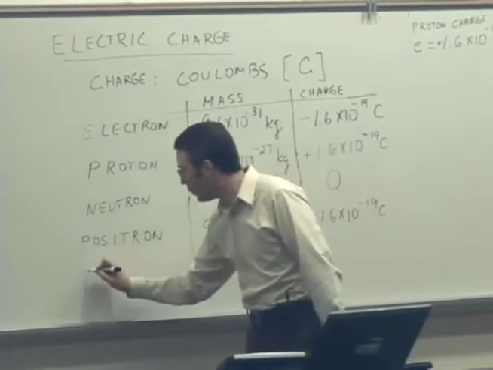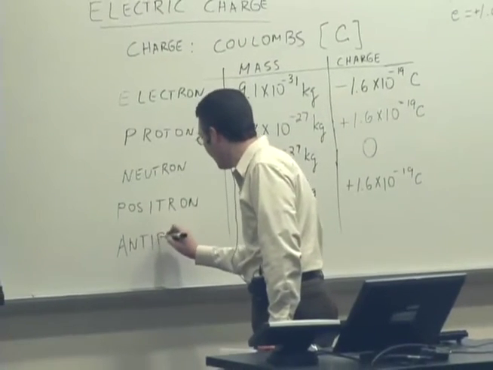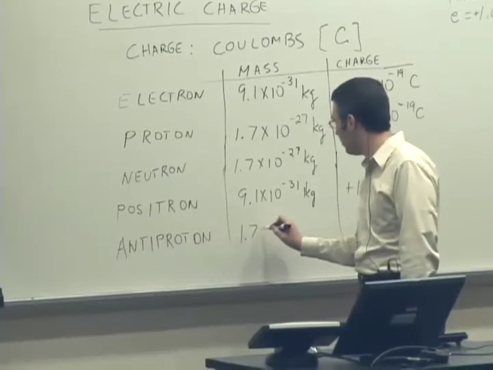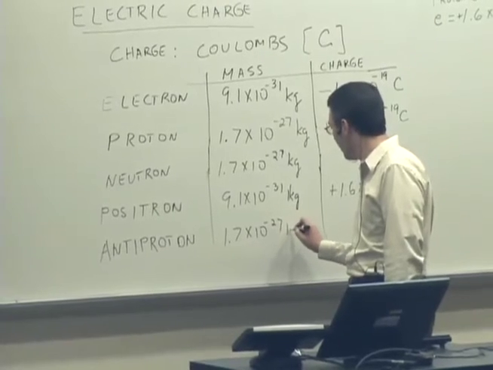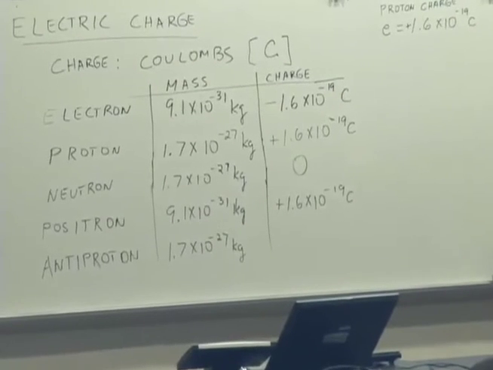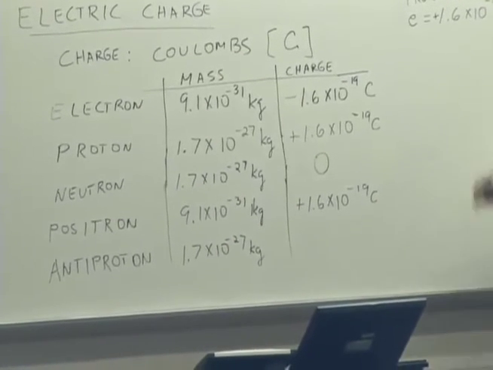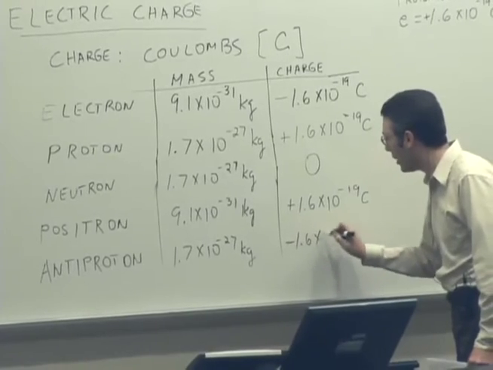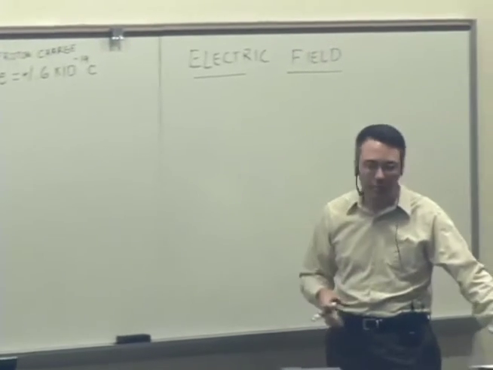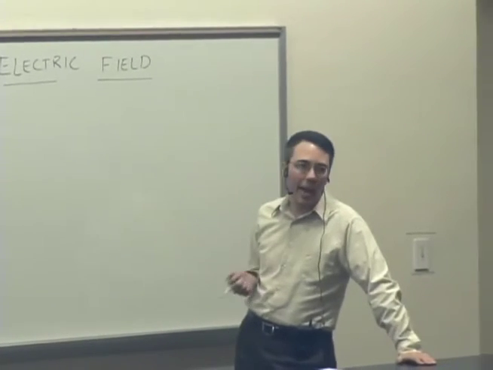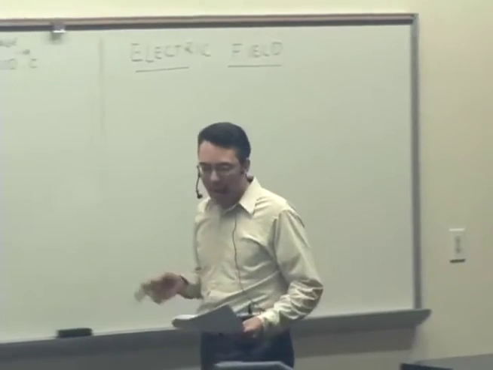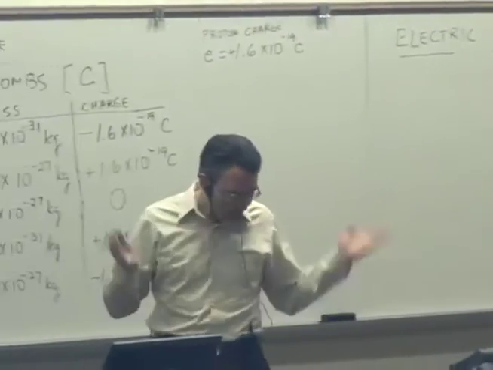And so we can also have an antiproton, right? An antiproton would have the same mass as a proton, but the charge would be, what would it be? Same as an electron's, right? Negative 1.6 times 10 to the minus 19 coulombs. And on and on. There's a whole host of more exotic types of particles like kaons and muons and pions that have electric charges. And we may talk about some of them as we go along, but just to give you a sampling.